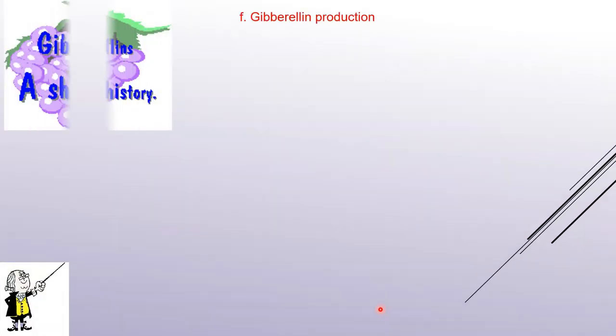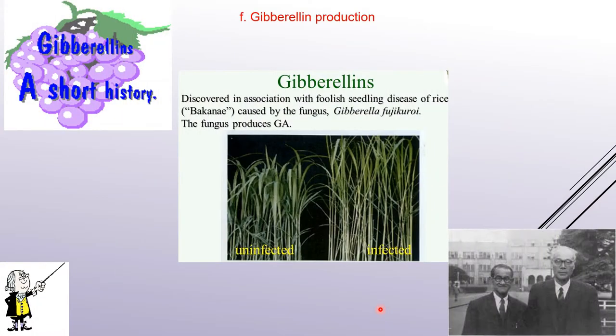Your next is gibberellin production. Now, gibberellin has a very great history. The story of this gibberellin is that in Japan, especially Japanese people, they do rice farming. So, when the farmers were working with the rice crop, one day what did they see? That the rice plant, which has to be in a particular height, the height shot up, and since it shot up, it immediately drooped.